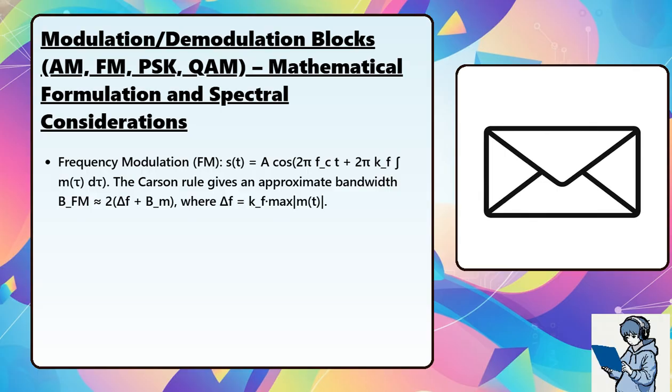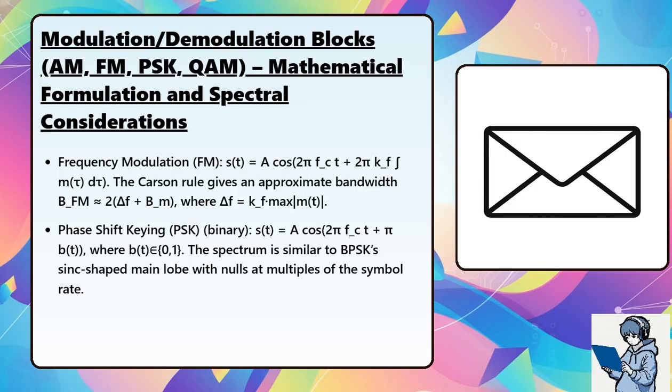Frequency modulation, FM: s(t) equals A times cosine of 2 pi f_c t plus 2 pi k_f integral of m(tau) d tau. The Carson rule gives an approximate bandwidth B_FM equal to 2 times the sum of delta f and B_m, where delta f equals k_f times the maximum absolute value of m(t). Phase shift keying, binary PSK: s(t) equals A times cosine of 2 pi f_c t plus pi b(t), where b(t) is either 0 or 1. The spectrum is similar to BPSK's sinc-shaped main lobe with nulls at multiples of the symbol rate.